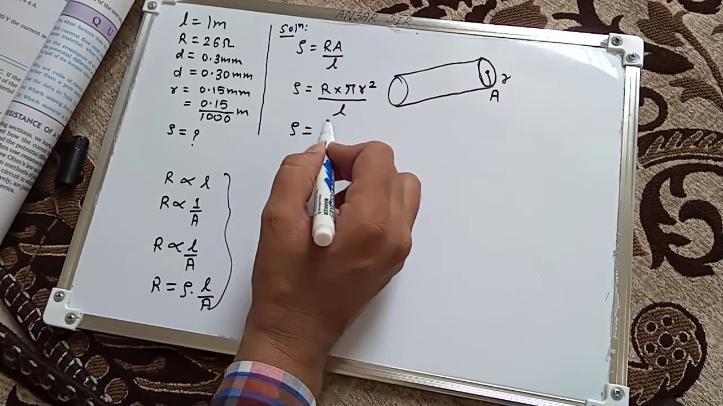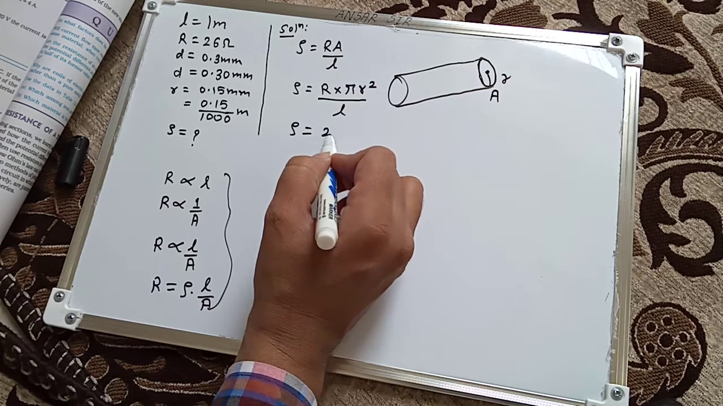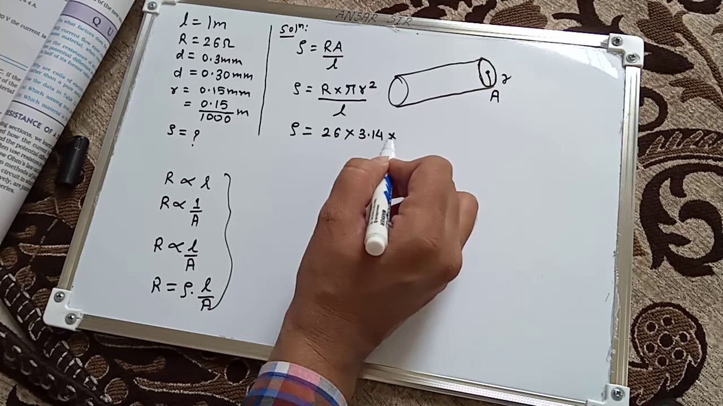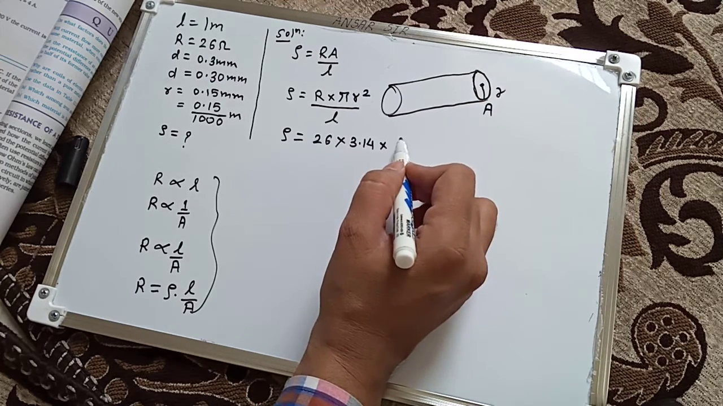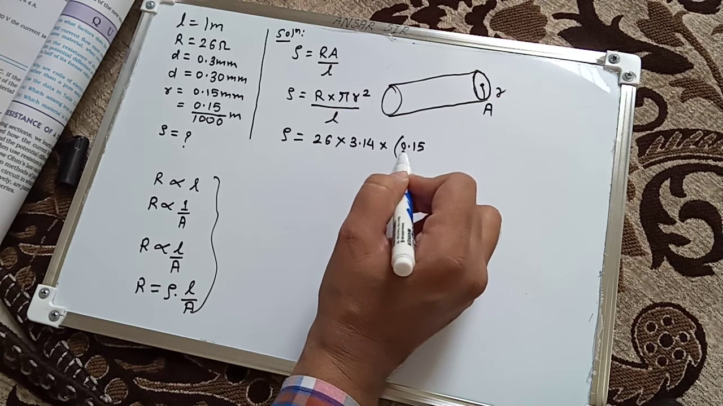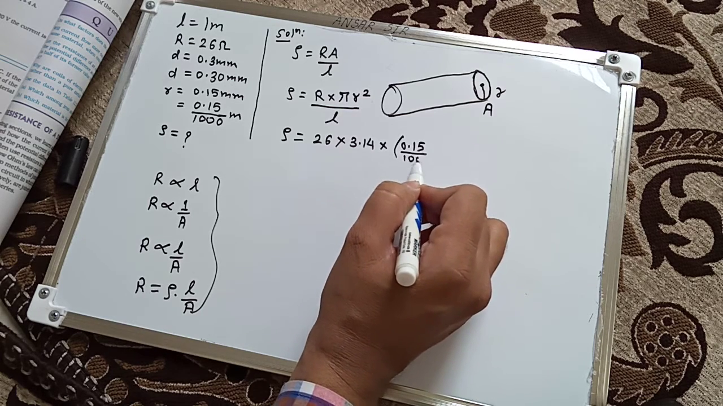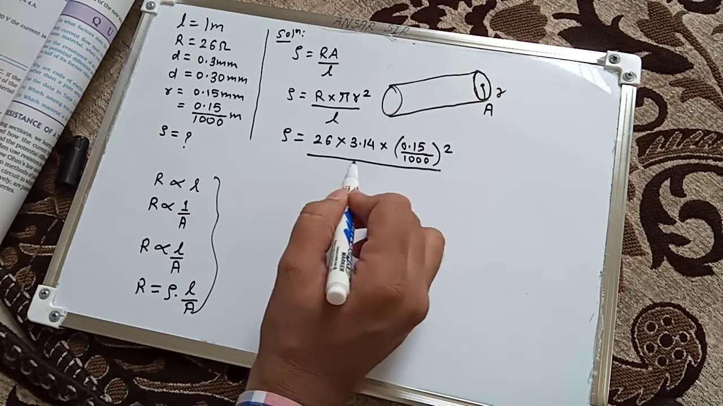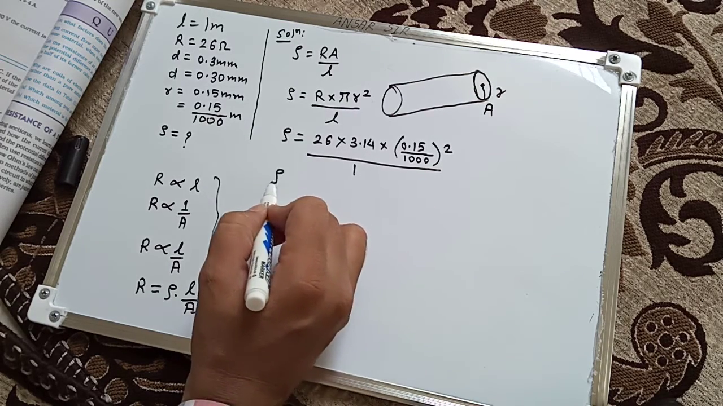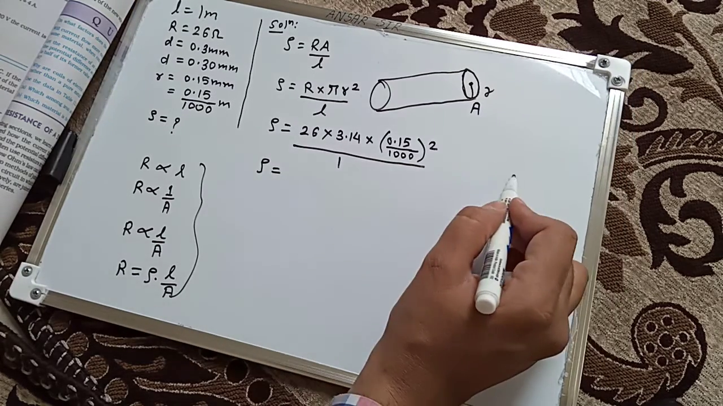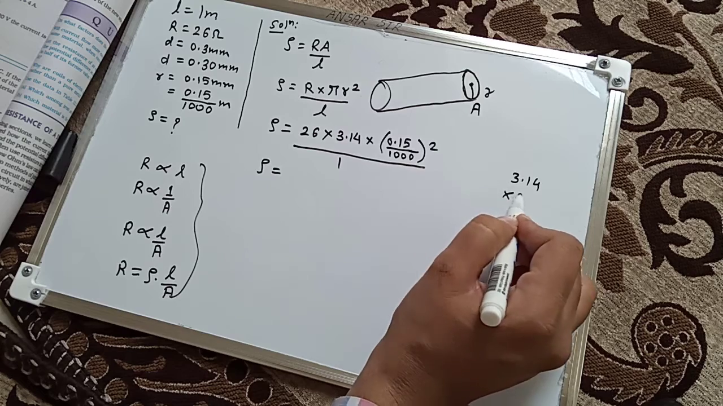So resistivity rho is equal to R. How much is R? It is given to be 26. Pi, let us take the value to be 3.14 into r square. This is the most difficult thing. r is 0.15 upon 1000 and its square, divided by length which is 1 meter. It's very easy. So rho is equal to 26 into 3.14.